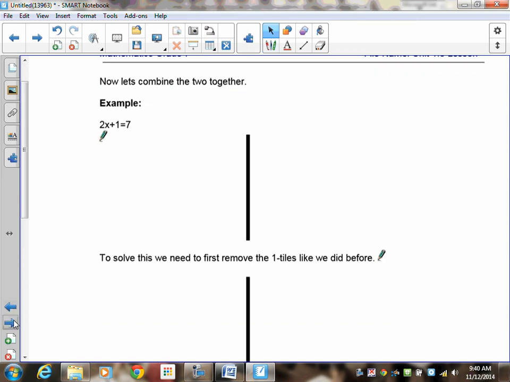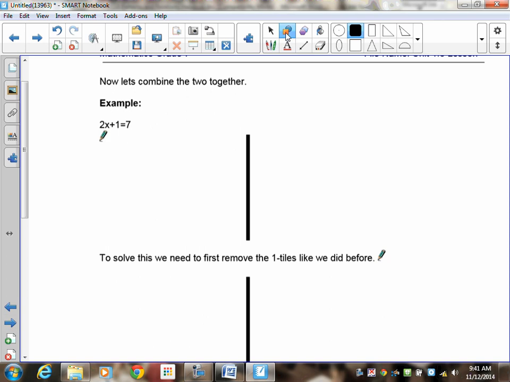Now, this one is 2x plus 1 is equal to 7. This is what we call a combined question, or what's called a 2-step equation. Now, 2-step equations are called that because you have to take care of the grouping. You also have to take care of the plussing and adding. So in this case, I've got 2x plus 1 is equal to 7. Your first job is to draw 2x plus 1 is equal to 7. So that's what I'll do first.